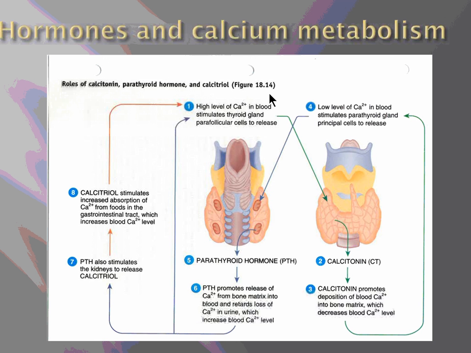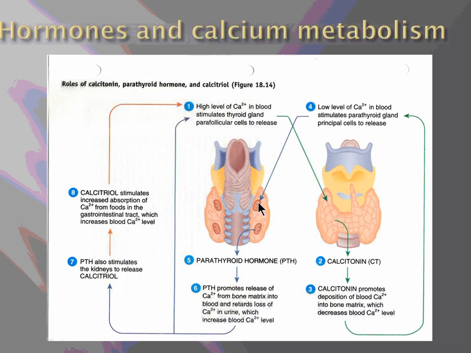This is again a good review for you on hormones and calcium metabolism. You can see calcitonin and parathyroid. If there's a high level of calcium in the blood, the parafollicular cells will release calcitonin. This promotes deposition of blood calcium into bone and decreases the blood calcium levels. If the blood calcium levels go real low, that stimulates parathyroid cells.